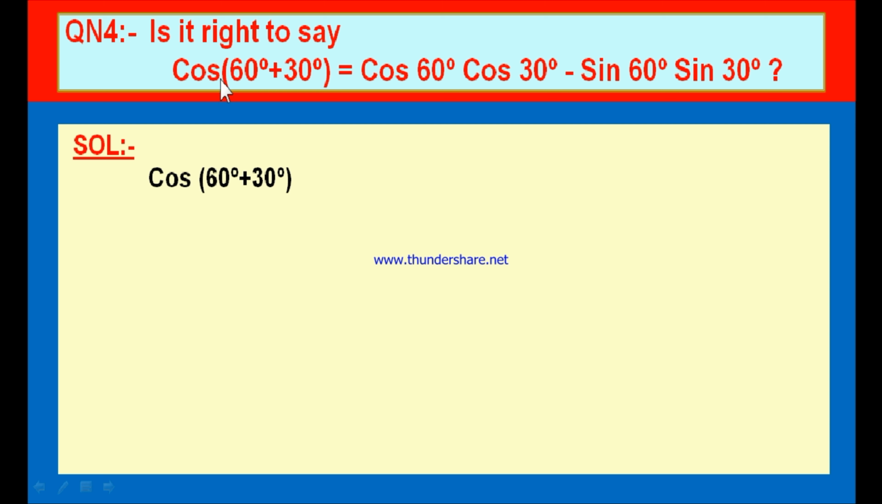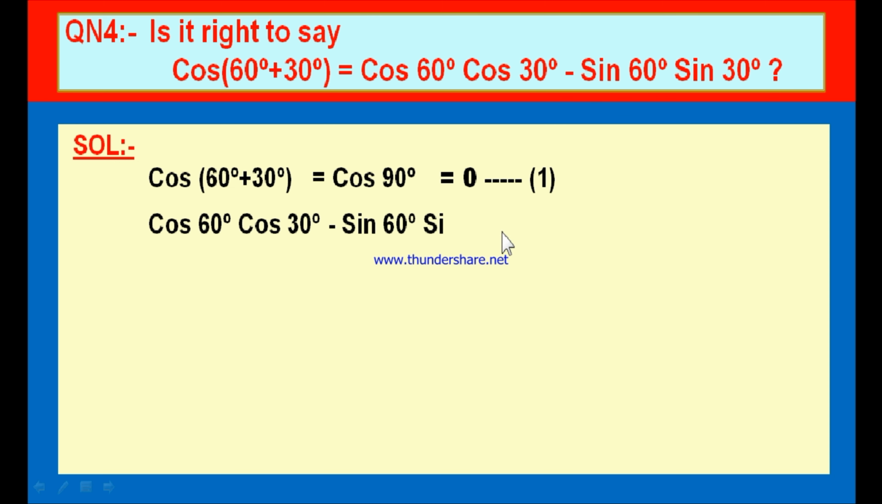Now if you observe the solution here, let us find the value of cos 60 degrees plus 30 degrees. First of all, 60 degrees plus 30 degrees is 90 degrees. We know that cos 90 degrees value is 0. This is the value of the first value, or LHS, is 0. And let us find the value of RHS. Cos 60 degrees into cos 30 degrees minus sin 60 degrees into sin 30 degrees is equal to cos 60 degrees value is 1 by 2 into cos 30 is root 3 by 2 minus sin 60 degrees is root 3 by 2 into sin 30 is 1 by 2.